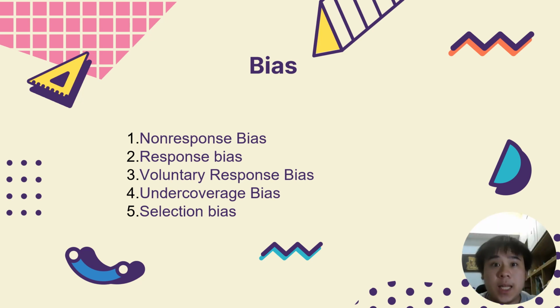First, we have non-response bias. Non-response bias occurs when an individual selected for participation does not respond or complete the survey. For example, you put out a Google Doc. That person did not complete it or didn't even respond. They don't care about it.